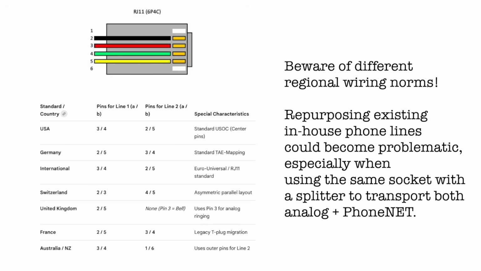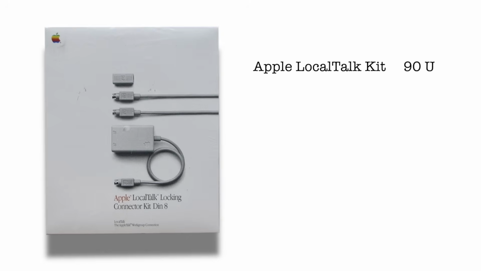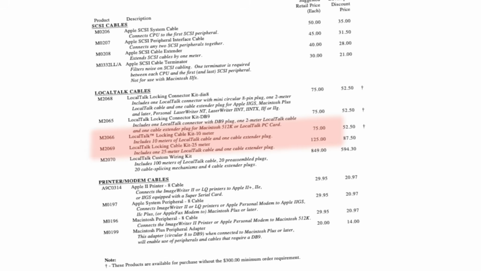So the importance of PhoneNet was not that it was radically faster or more advanced, but that it was far more practical and much more competitive on price. A typical Apple LocalTalk connector box was around $90 in the late 1980s, including the connector box and a 2-meter shielded LocalTalk cable. Practically, the 2-meter cable was maybe good enough for very small office setups, otherwise you would have needed to buy an extra 10-meter or 25-meter LocalTalk cable kit for $75 or $125 respectively.